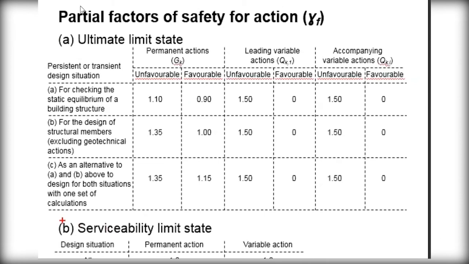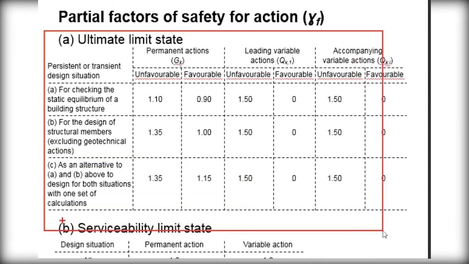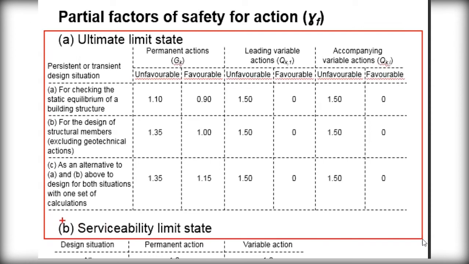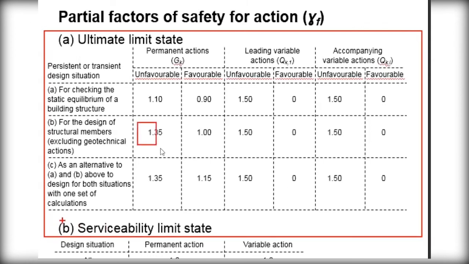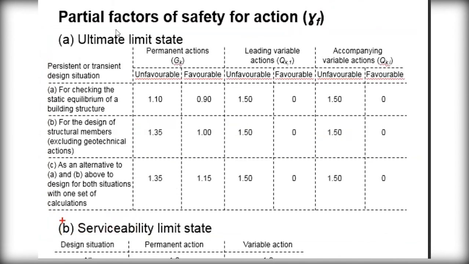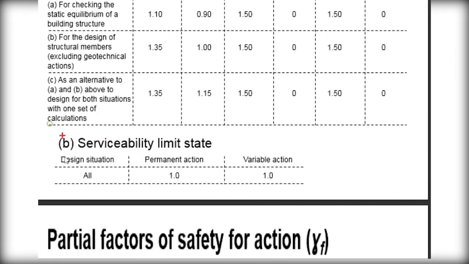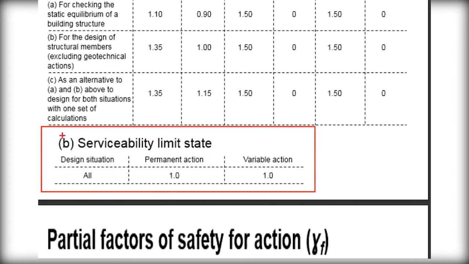Also, as we said, the partial safety factor depends on the use and whether it is Gk or Qk. Pass it through and take your appropriate partial safety factor under ultimate, which is gamma F, and also under serviceability. As we said, under serviceability, it is generally 1.